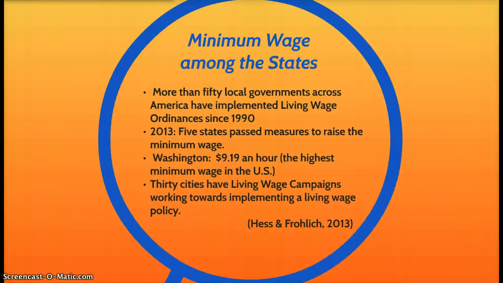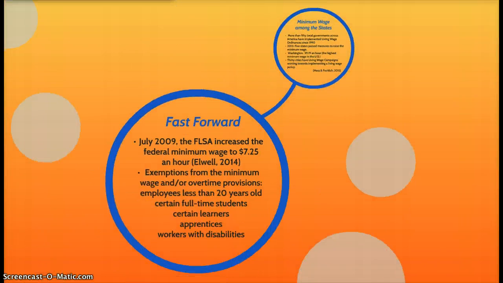In 2013, 5 states passed measures to raise the minimum wage. In Washington, as of January 1st, 2013, the minimum wage was set to $9.19 an hour, making it the state with the highest minimum wage. More than 50 local governments across America have implemented living wage ordinances since 1990. An additional 30 cities have living wage campaigns working towards implementing a living wage policy.